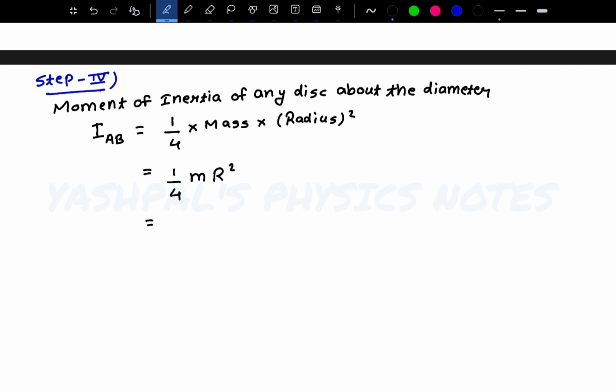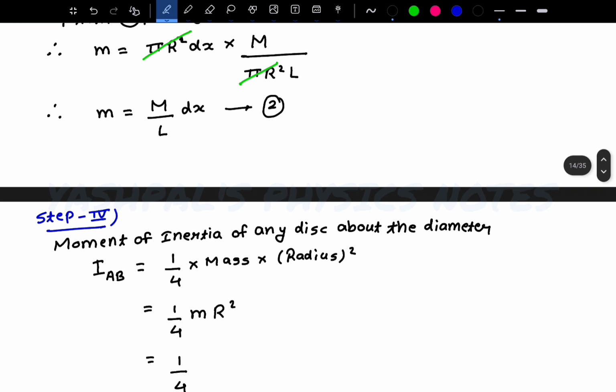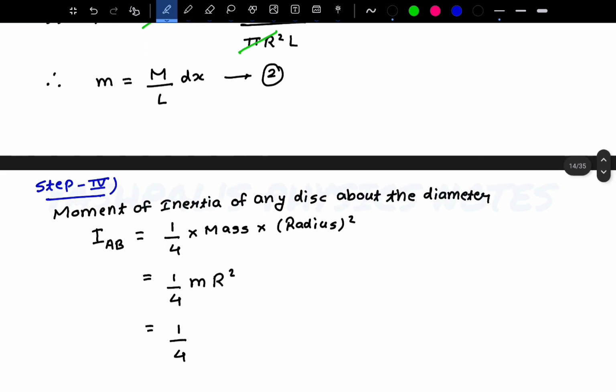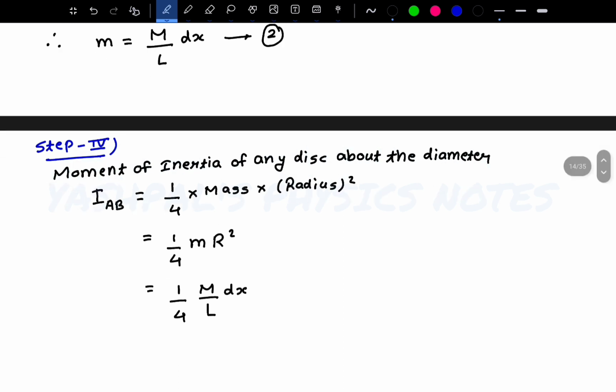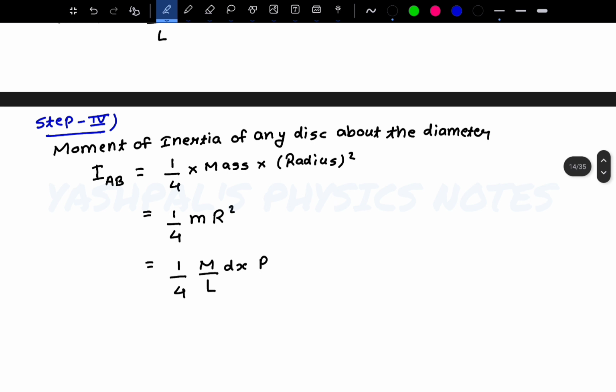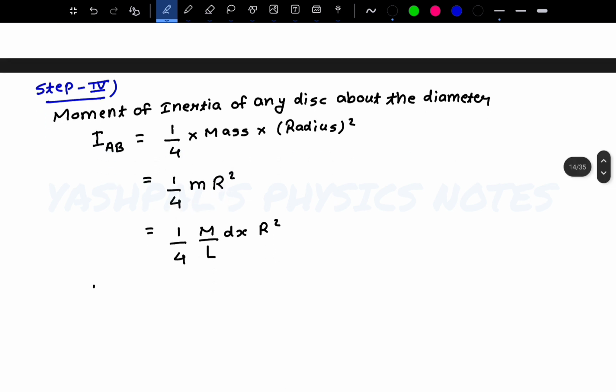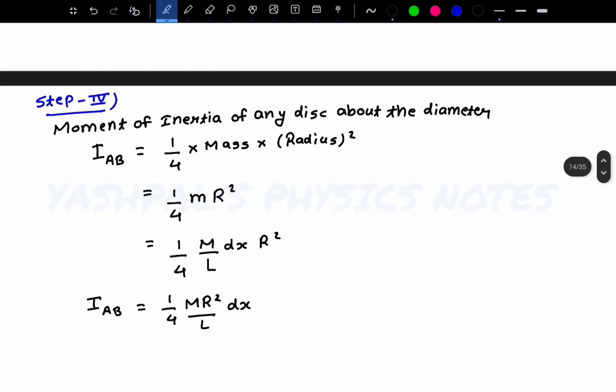Now here we are going to substitute the value of small m, that is the mass of this circular disc, which was M upon L dx, and this R square as it is. After rearranging, we get the term moment of inertia about the diameter for the circular disc is equal to 1 by 4 M R square upon L and this dx. So give this equation number 3.